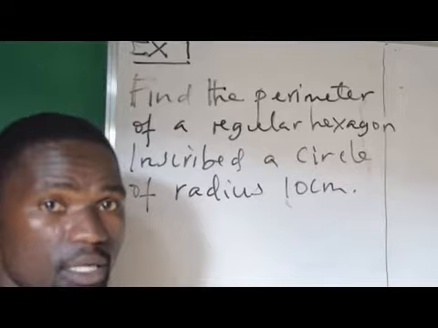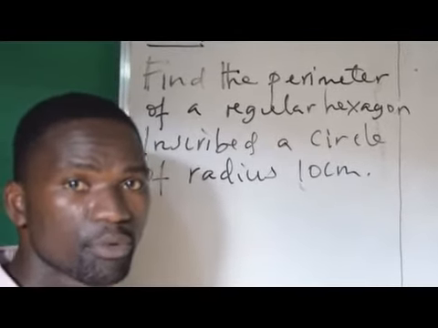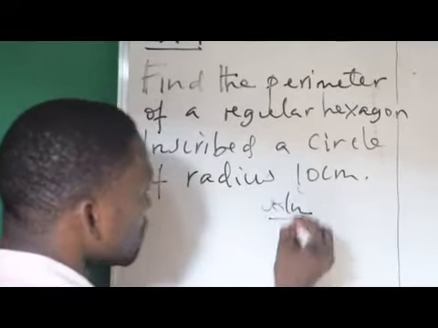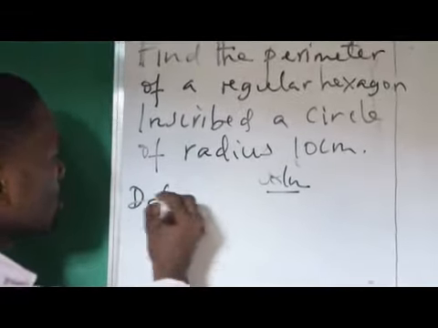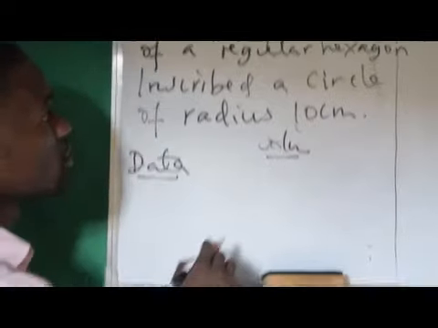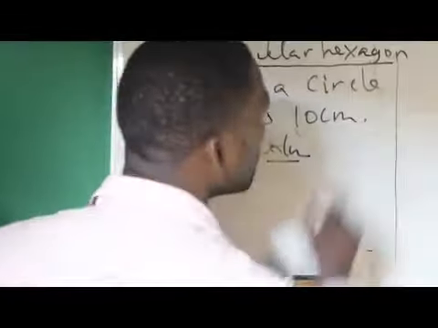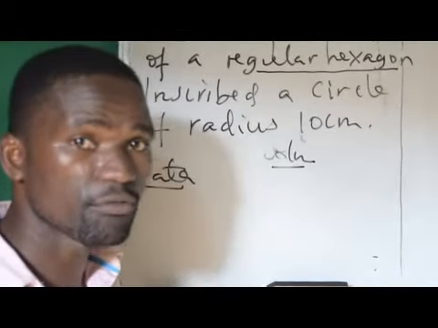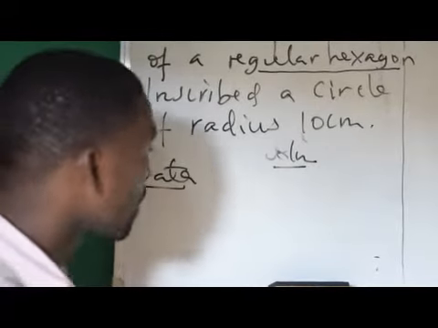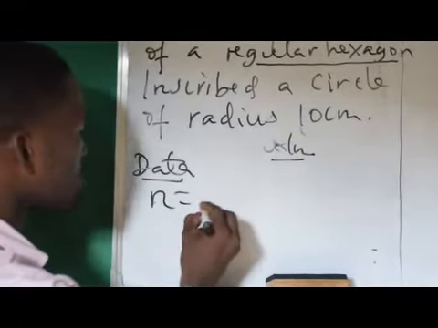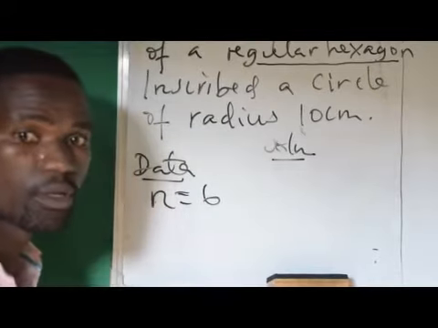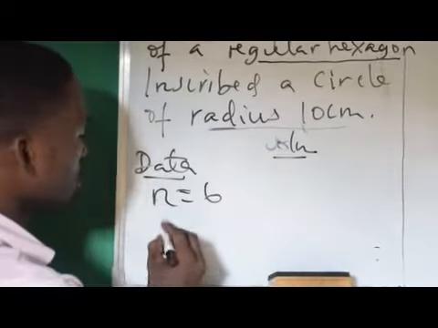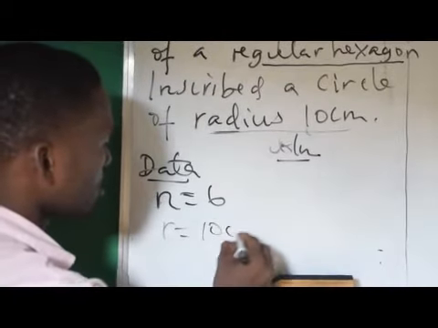If you know the formula, calculation remains simple, students. Check this solution. Here you can break down your data: the shape given is a regular hexagon. How many sides does a regular hexagon have? Actually, you'll find that the number of sides is equal to 6. And you are given the radius, so the radius is equal to 10 centimeter.